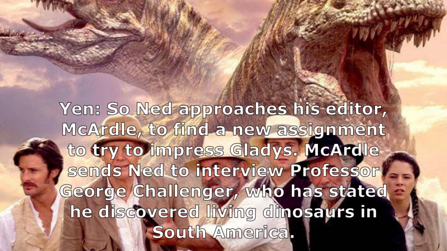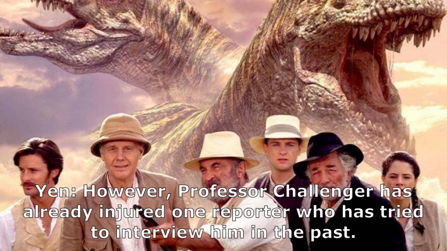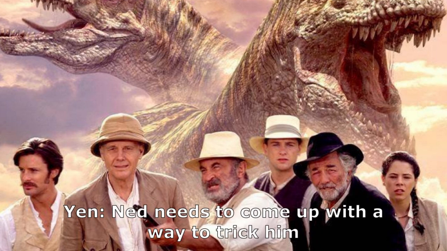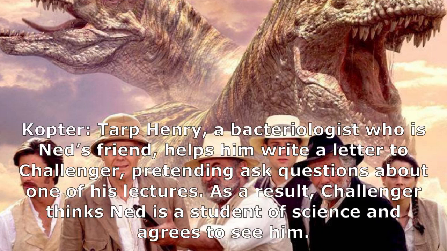MacArdle sends Ned to interview Professor George Challenger, who has stated he discovered living dinosaurs in South America. However, Professor Challenger has already injured one reporter who tried to interview him in the past. Ned needs to come up with a way to trick him. Tom Henry, a bacteriologist who is Ned's friend, helps him write a letter to Challenger, pretending to ask questions about one of his lectures. As a result, Challenger thinks Ned is a student of science and agrees to see him.